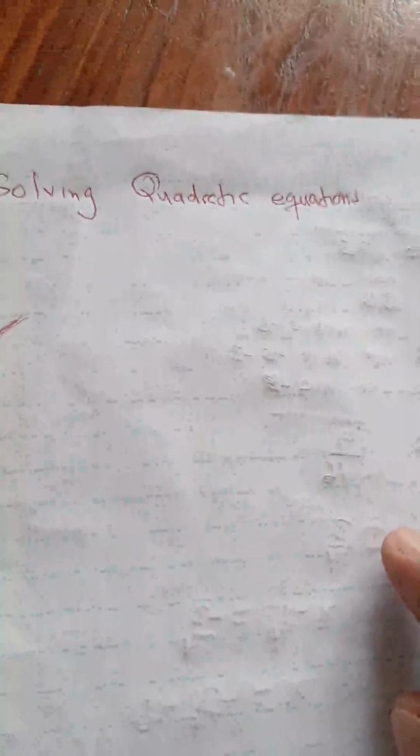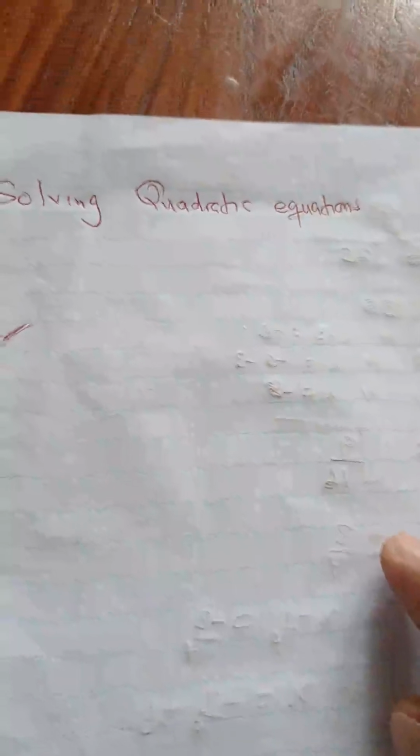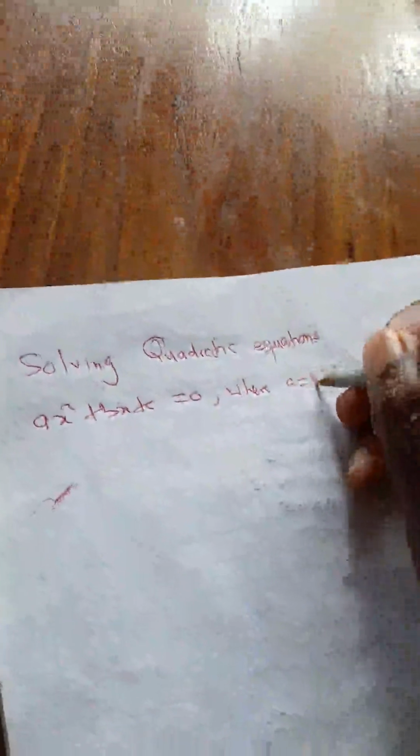In my last video, we looked at solving quadratic equations where the left-hand side is a perfect square as well as the right-hand side. This time we want to consider quadratic equations of the following form: x squared plus bx plus c equals 0, where a equals 1.